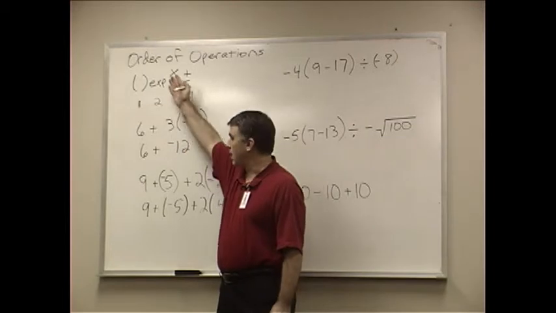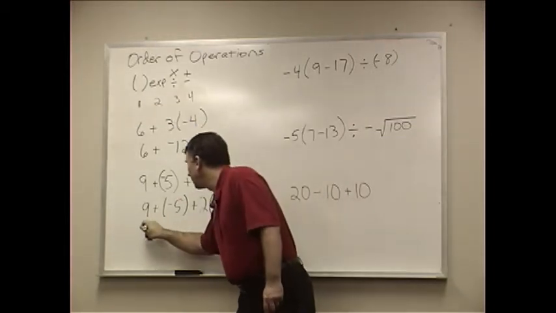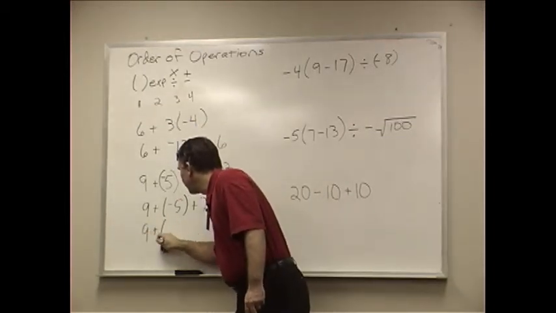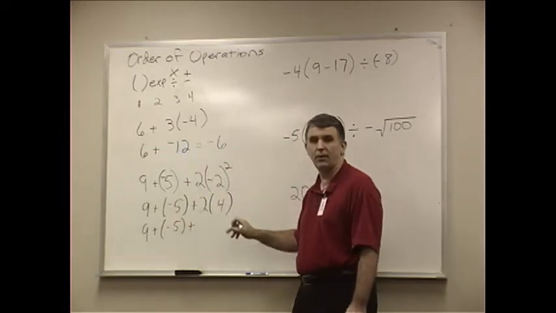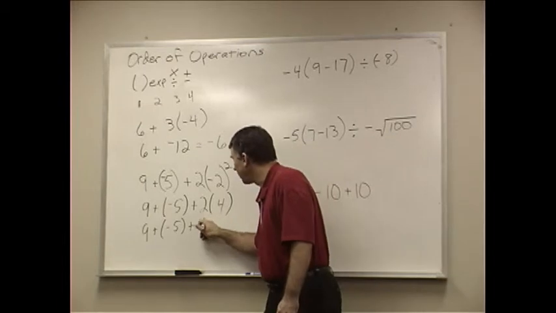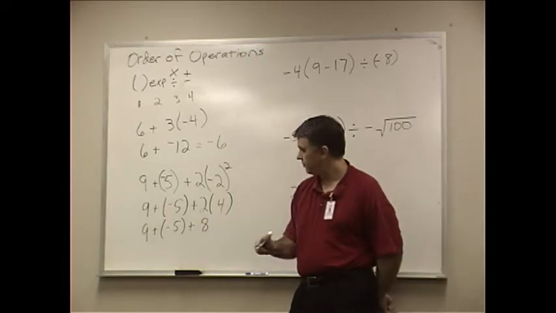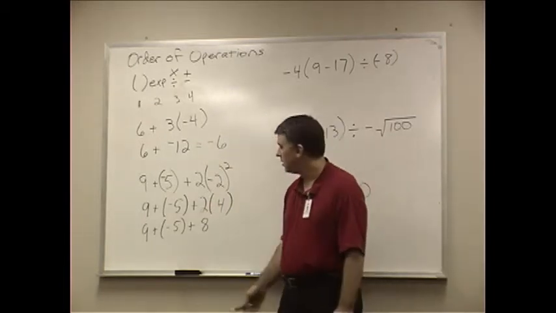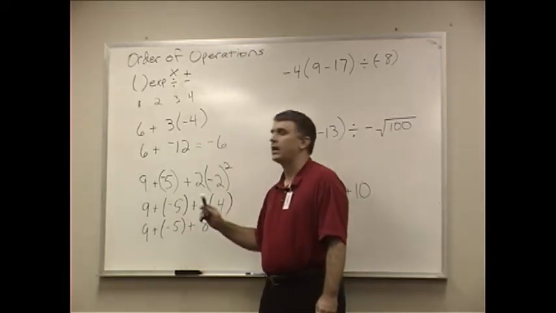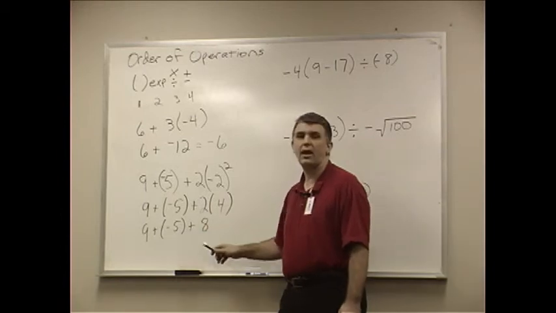The third sweep, the multiplying and dividing. 9 plus -5 plus 2 times 4. So I'm going to do 2 times 4, and that is 8. Now on to the adding and subtracting. 9 plus -5 plus 8.